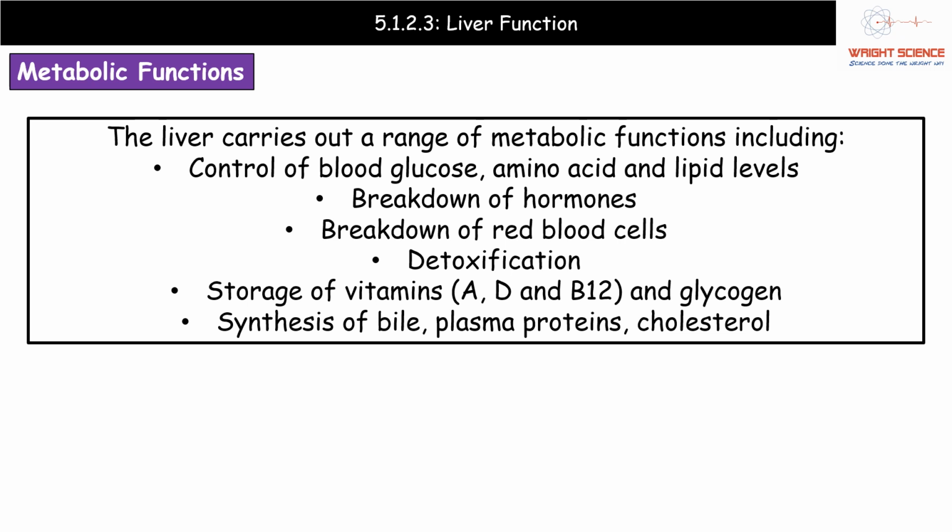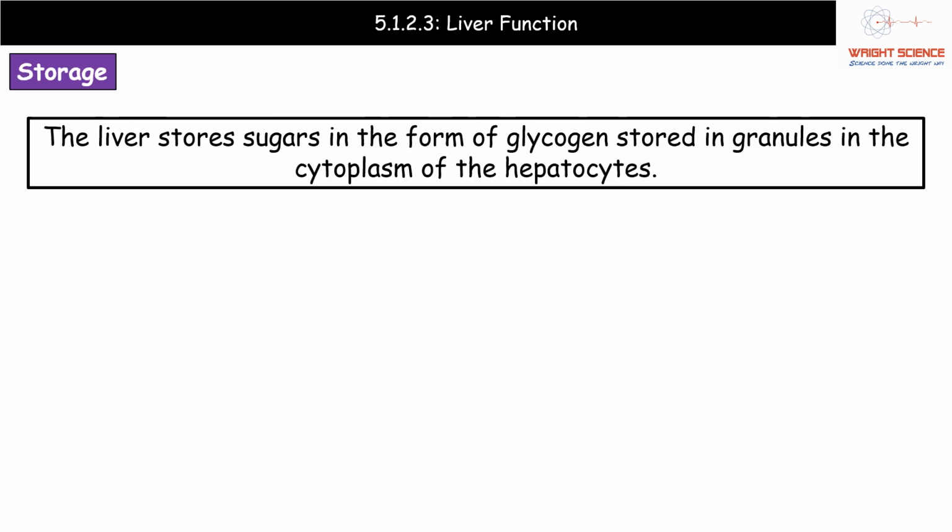And then it also helps with the storage of certain key substances like some vitamins, like vitamin A, and also that glycogen, which ties into that control of blood glucose. There's also a bit of a synthesis role that it will carry out in terms of bile, plasma proteins, and cholesterol as well. So the liver has this diverse range of different metabolic functions which are critical to the survival of that organism at the end of the day.